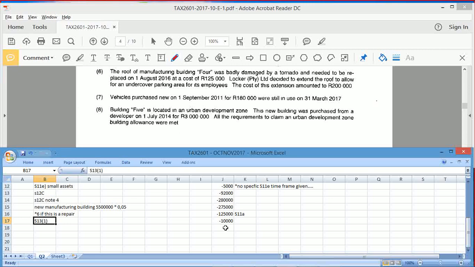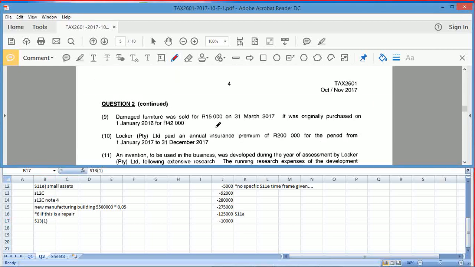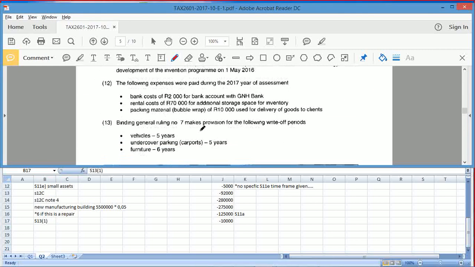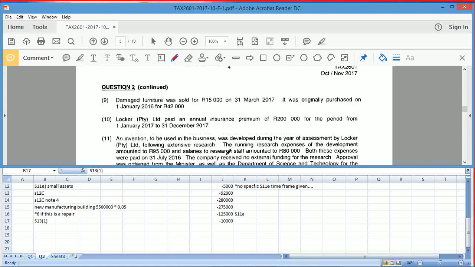It would just be as is, yeah. Yes, sir. Why then, if we just go to the bottom of the page again, why then do they give us the useful life for vehicles, undercover park carports? Yes, sir. Here we go.